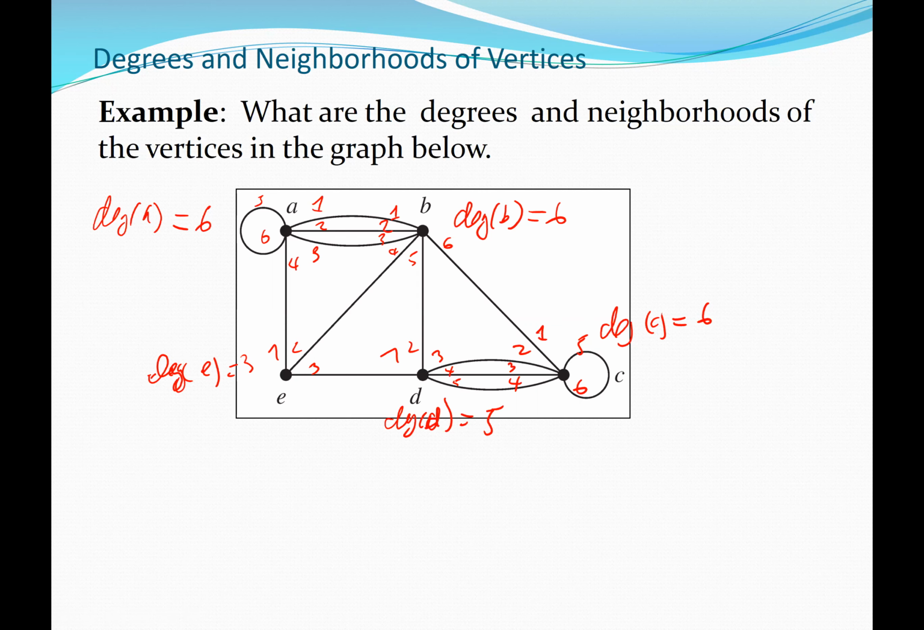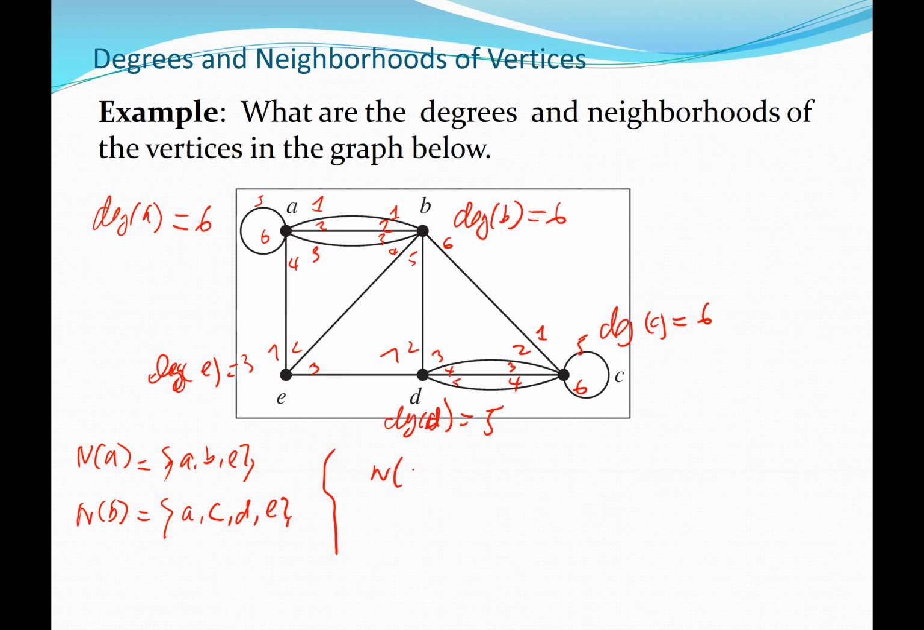Next one, look at the neighborhood of each vertex. Look at the neighborhood of A. You can see here, A connects to itself, B and E. So the neighborhood of A will be A, B, and E. And then the neighborhood of B. B is connected to A, to E, to D, and to C. So the neighborhood of B will be A, C, D, and then E.